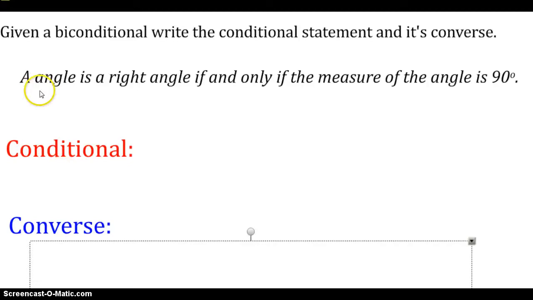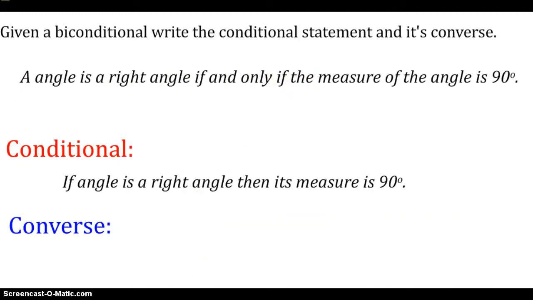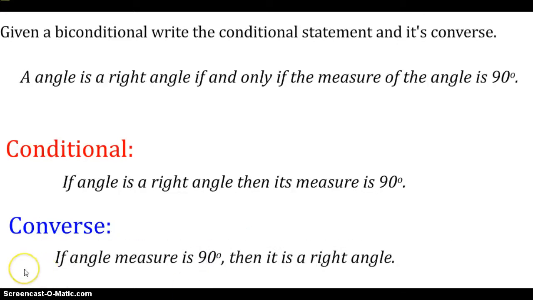Okay, here's another example, something the textbook might give you. I can give you a biconditional. An angle is a right angle if and only if its measure is 90 degrees. And now I want you to be able to pull out and write a conditional and a converse. So you would have to be able to take out the if and only if and put the if and the then. So it would just be if an angle is a right angle, then it measures 90. And once you have the conditional, you want to write the converse. If the angle measure is 90, then it is a right angle.